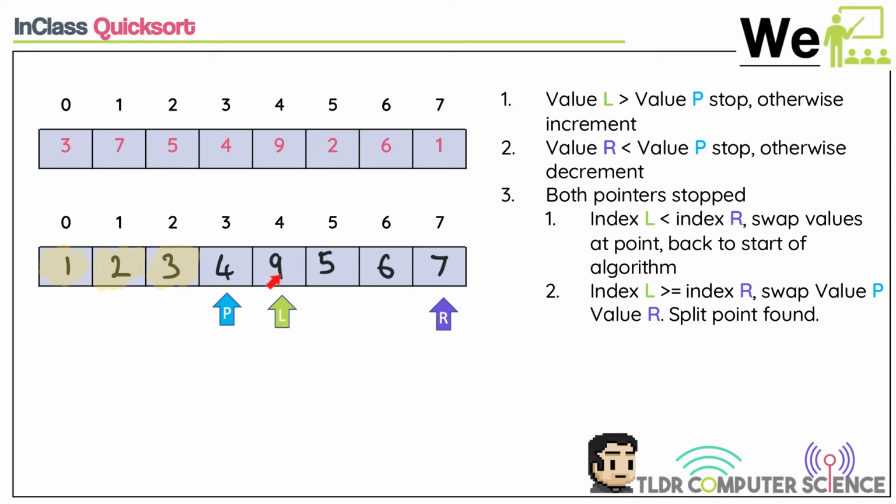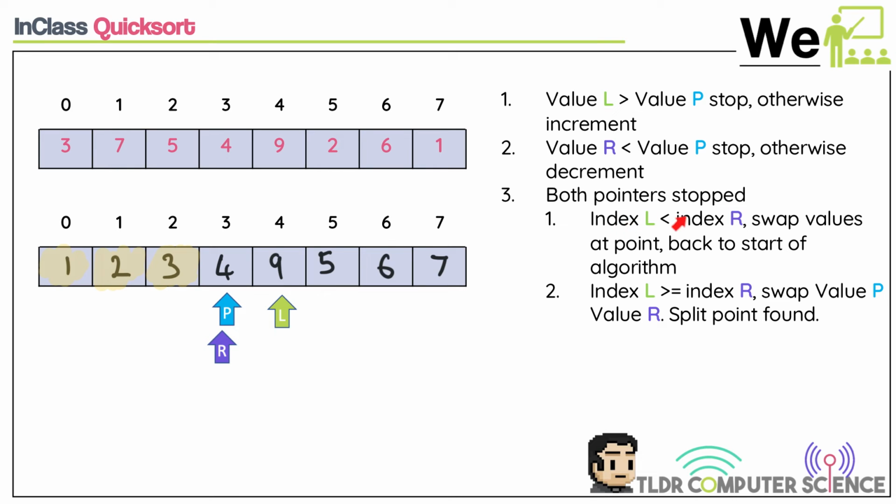Is value L, so is 9, less than value P? Is 9 less than P? Yes, so we stop. Is value R, 7, less than 4? Is 7 less than 4? No, it is not. So we're going to go here. 6 less than 4, 5 less than 4, 9 less than 4, 4 less than 4? Well, no, but we have to stop because we can't go any more right. So, yes, 4 is not less than 4, but we can't go any more right. This pointer can't go any further to the left.